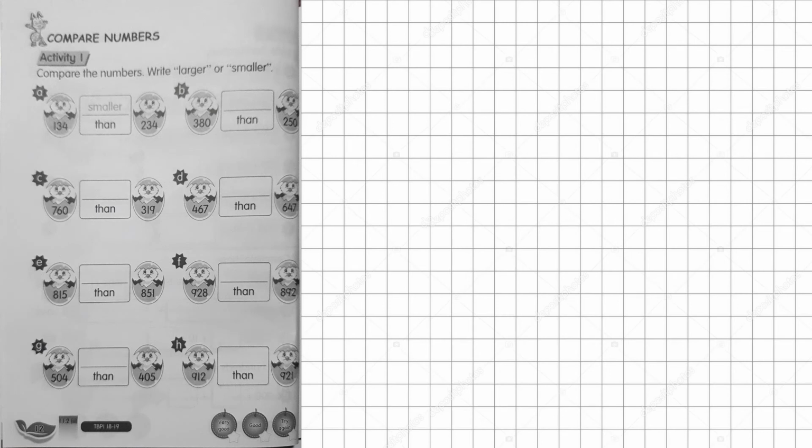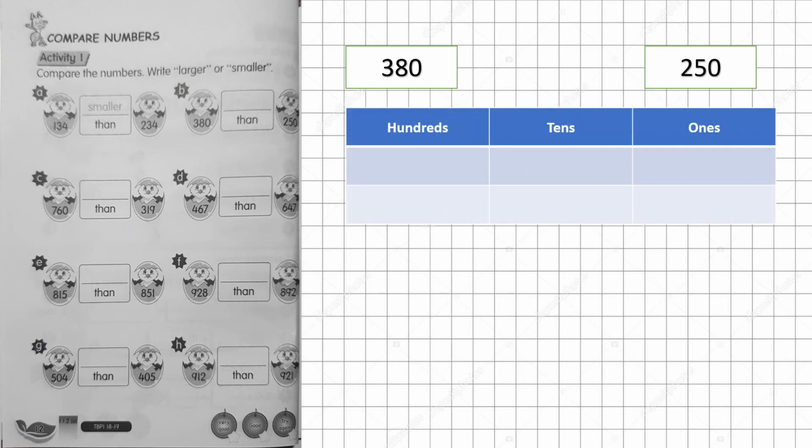Question B. Look at the question B. 380 with 250. We need to find out either it's larger or smaller. Alright? Okay, I'm going to use place value chart again because I think it's very easy to understand. Okay, cikgu rasa bila guna jadual ni senang lagi nak faham. Betul? Okay, now kita tulis daripada depan. 3, 8, and 0. And the other one, 2, 5, and 0.